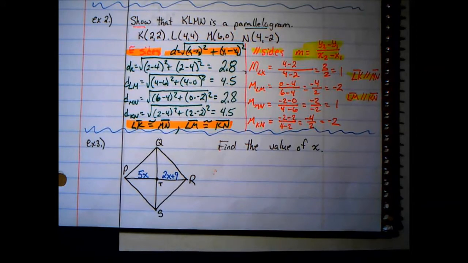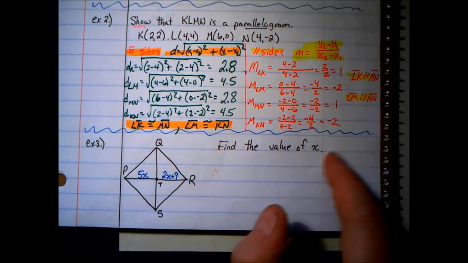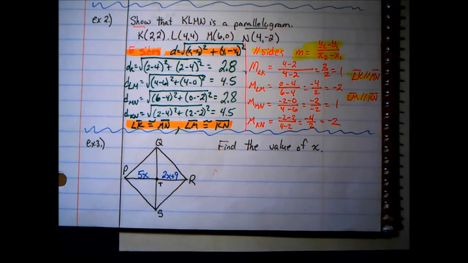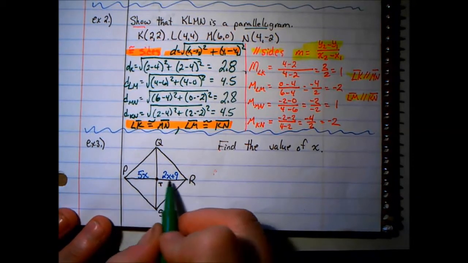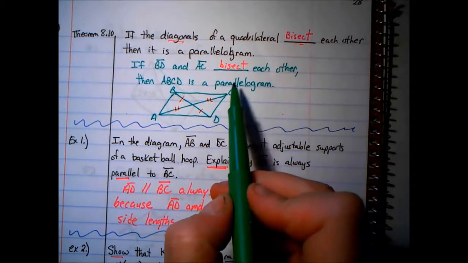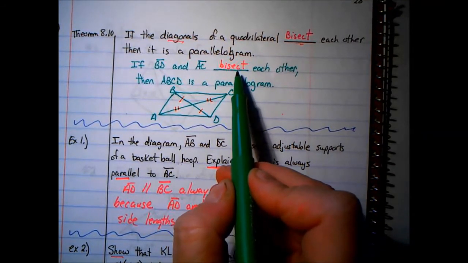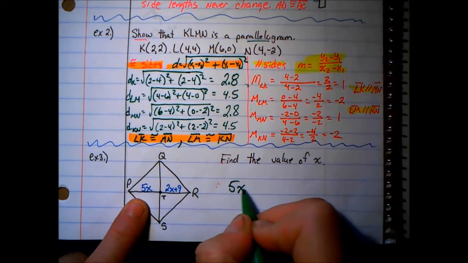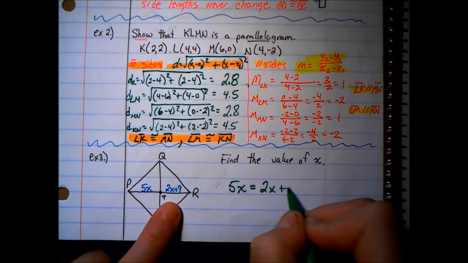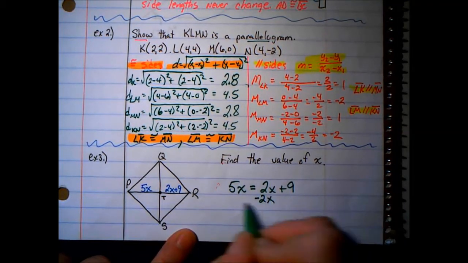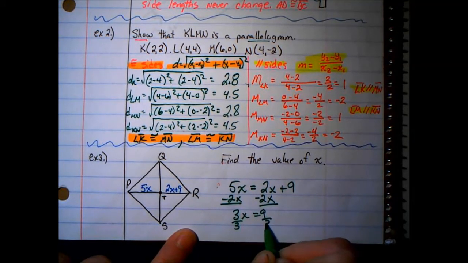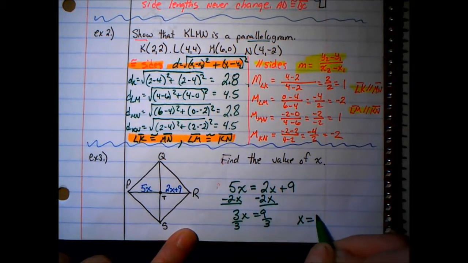Okay, example 3 says find the value of x. And the rest of that actually said find the value of x for which it shows that PQRS is a parallelogram. Well, that's basically just saying find x. And if that's the case here, notice this is on the diagonal, and I know for it to be a parallelogram, the diagonals must bisect each other, which means the pieces are congruent. Therefore, I'm going to take 5x and set it equal to 2x plus 9. Subtract 2x, that gives me 3x is equal to 9. Divide by 3, and x equals 3.